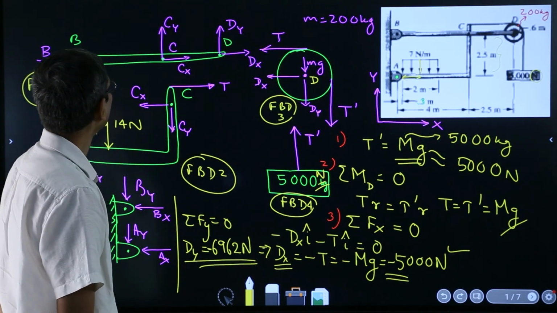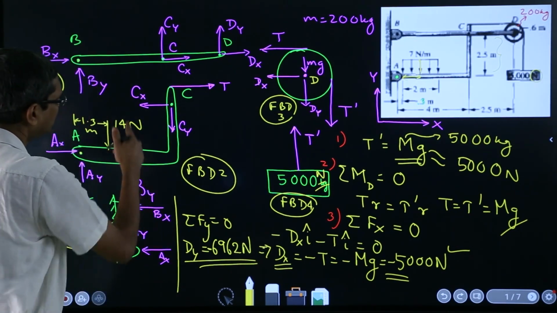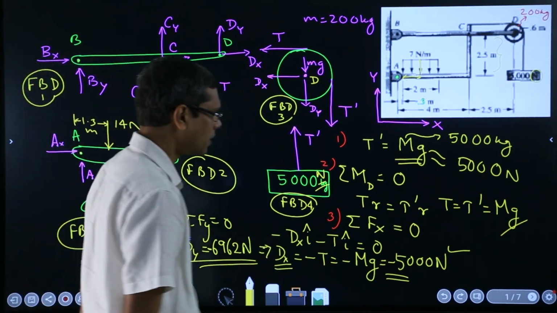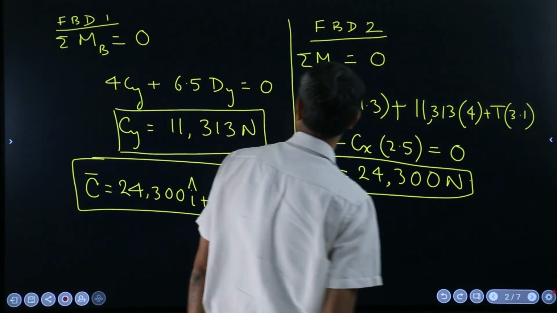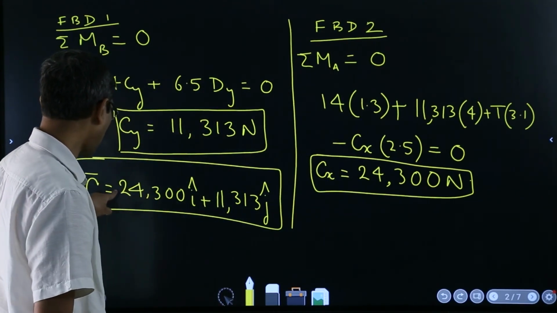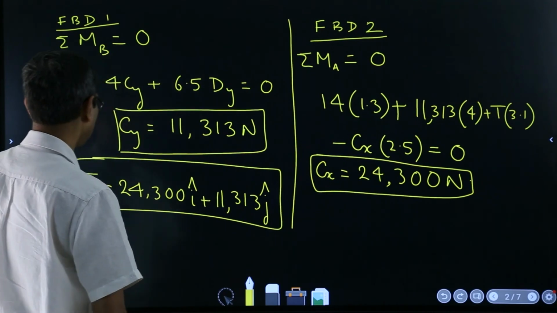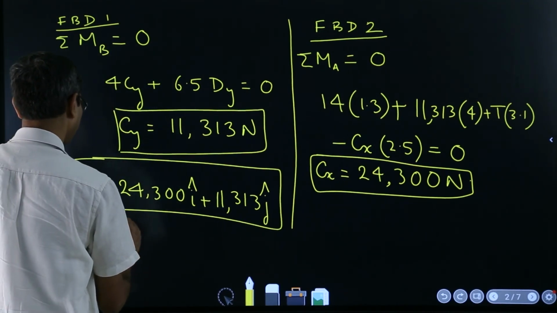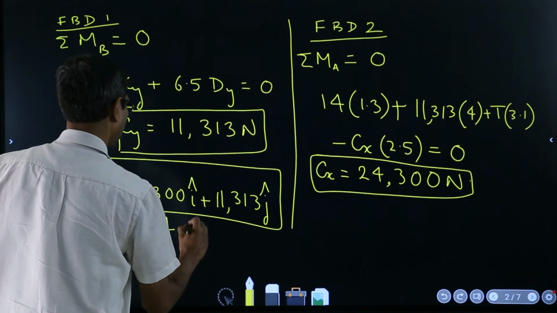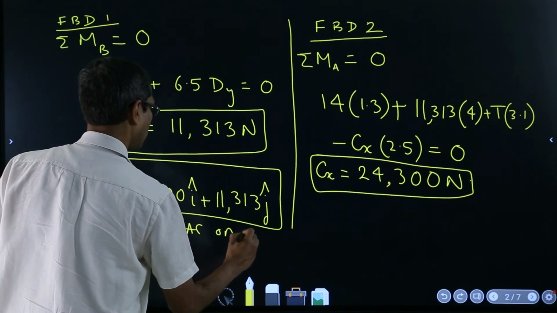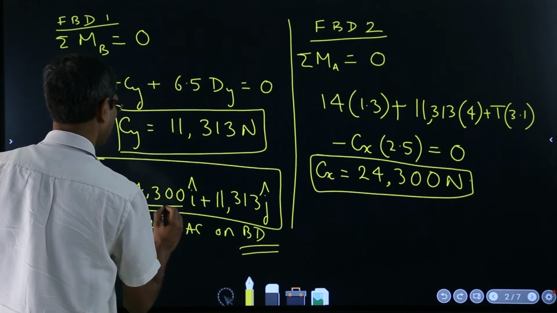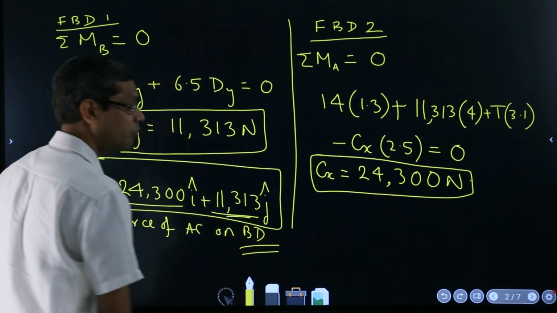Okay. In fact, here when I am writing Cx, Cy, they are the magnitudes, not the vectors. Okay. So this is the force, because of the way I have mentioned here. So this force is the force of AC on BD, because here I am using the positive numbers. Okay.